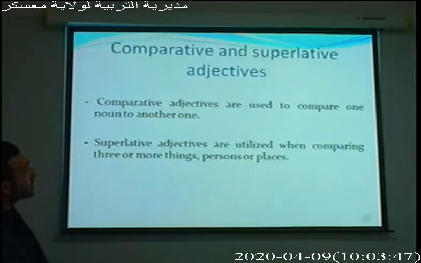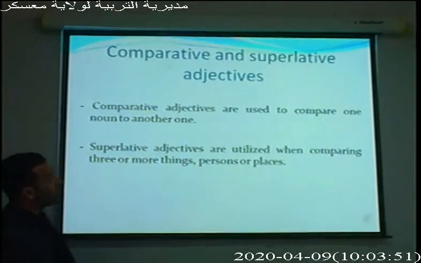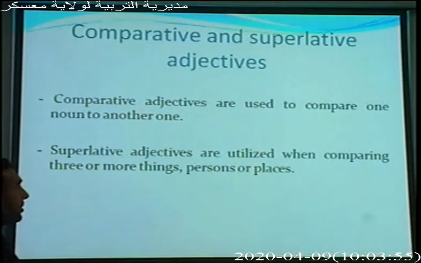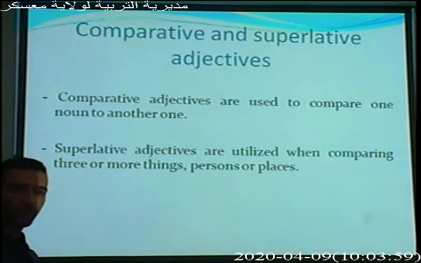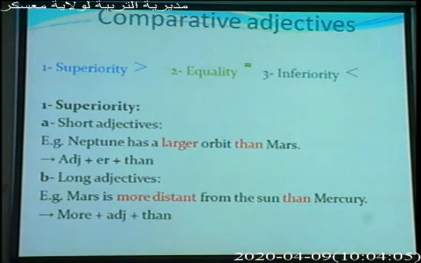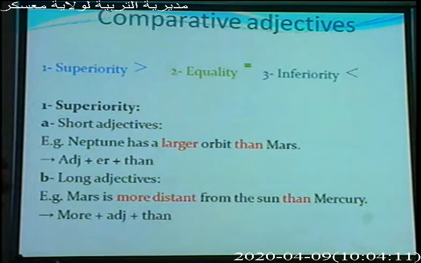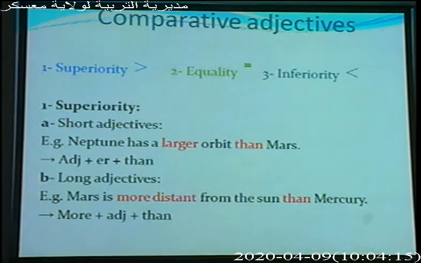Comparatives and superlatives. Comparatives of adjectives are used to compare nouns to another noun. Superlative adjectives are utilized when comparing three or more things, persons, and places. It means more than two. Now, let's deal with comparative of adjectives. Whenever we compare between two things, we have to bear in mind three things that are superiority, equality, and inferiority.